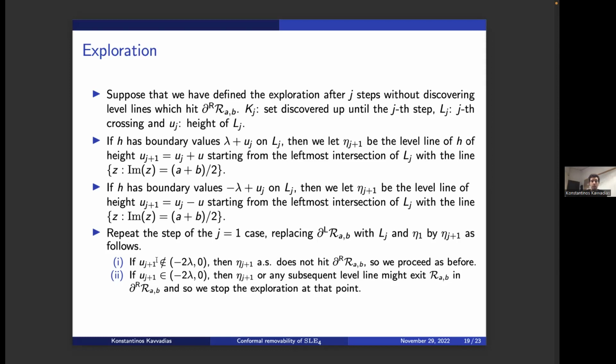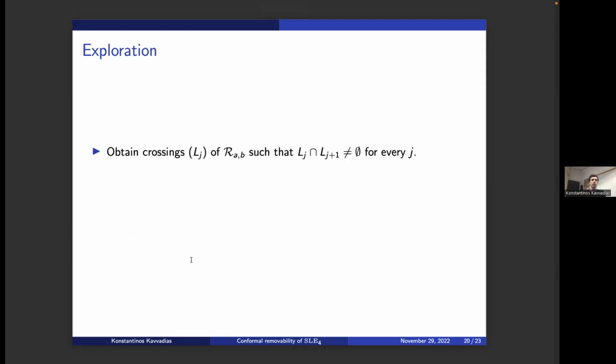But if uj plus 1 does not lie on that interval, then none of the level lines drawn will hit the right side of the rectangle, and then we proceed as before. We iterate the previous procedure. The whole point is that the main description is the j equals 1 case. So here, in this way, we have obtained multiple crossings Lj of the rectangle, such that they pairwise intersect.